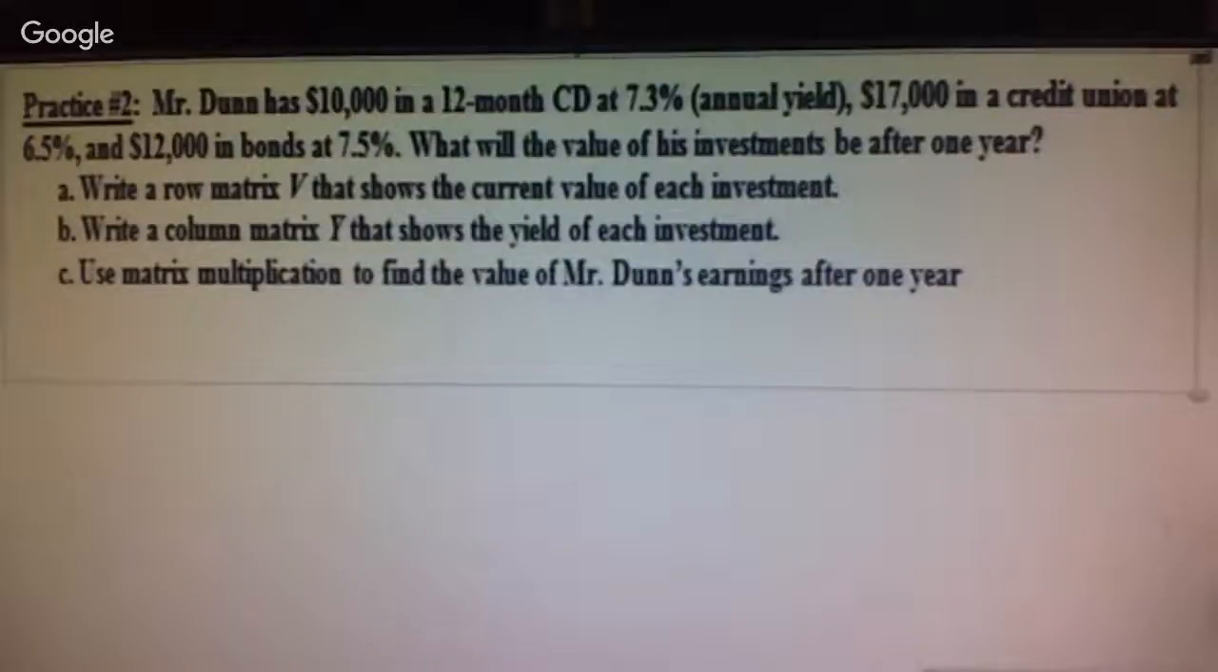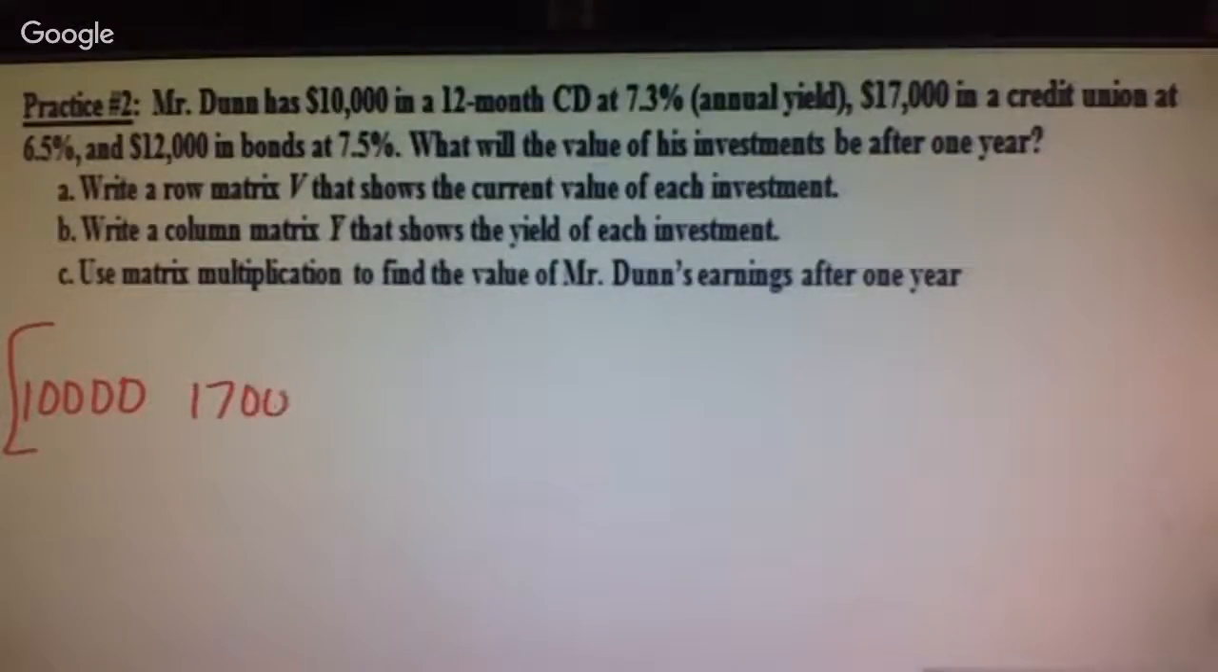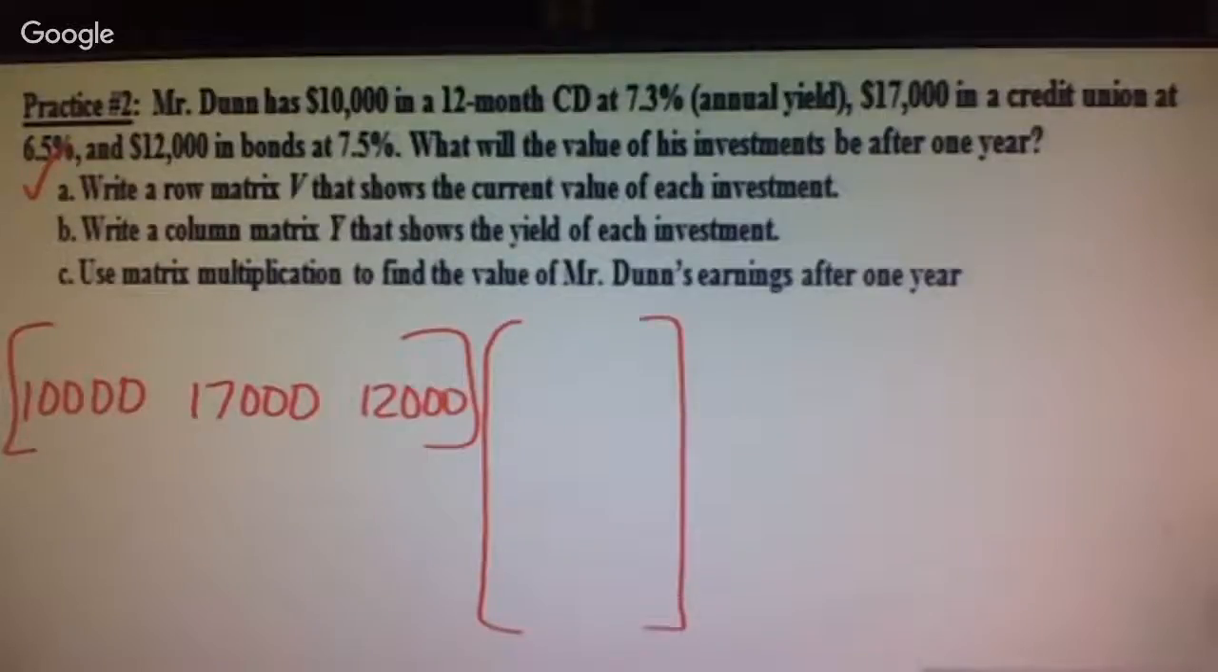Well, we could sit here and do the whole this times this times this times this with the big old things we learned in the last chapter. But it says, let's write a row matrix that shows the current value of each investment. So how much money did he put in the first account? 10,000. How much did he put in the second account? 17. How much money did he put in the last account? 12. Okay, so there's A. Write a row matrix that shows the current value of each investment. Write a column matrix that shows the yield of each investment. This is where we must be careful.